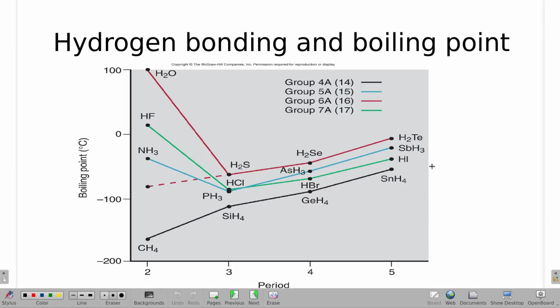So what we have on this chart is the boiling points of anything in the family underneath oxygen in the periodic table. So H2O, H2S, H2Se, H2Te. Anything under fluorine: HF, HCl, HBr, HI. And anything under nitrogen. So NH3, PH3, AsH3, SbH3. And then we went ahead and did the whole thing with carbon and everything under it.